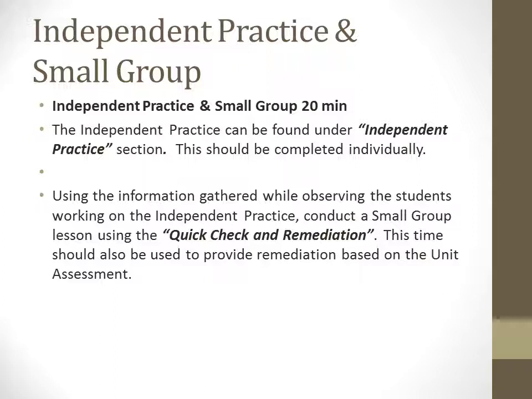This is also an opportunity for teachers to pull students based on needs from other days or from a unit assessment. Again, what we're trying to do is to plug any holes to make sure we're clearing up any misconception during this time. For the day's lesson, you're able to go to the quick check and remediation section. It tells you a little bit about if a student gets this problem wrong, this is what you should do. So it explicitly tells you how to help students based on their miscue.